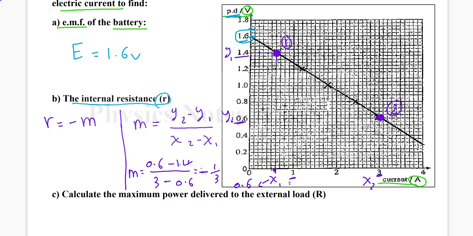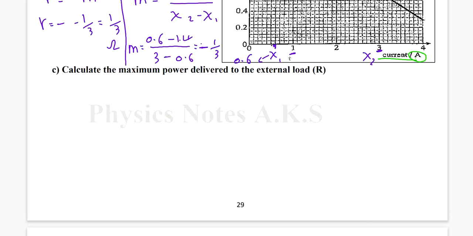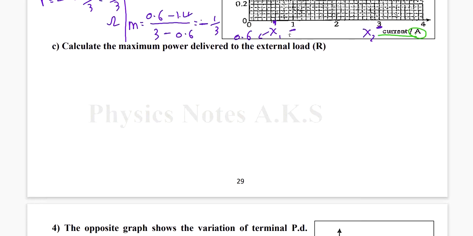So here I come back to the internal resistance. It's minus the gradient, minus minus 1/3, so it's going to be 1/3. This is the internal resistance of the battery. Of course, the unit is ohm. I hope it's clear. If you have any question, please put it in the comments.